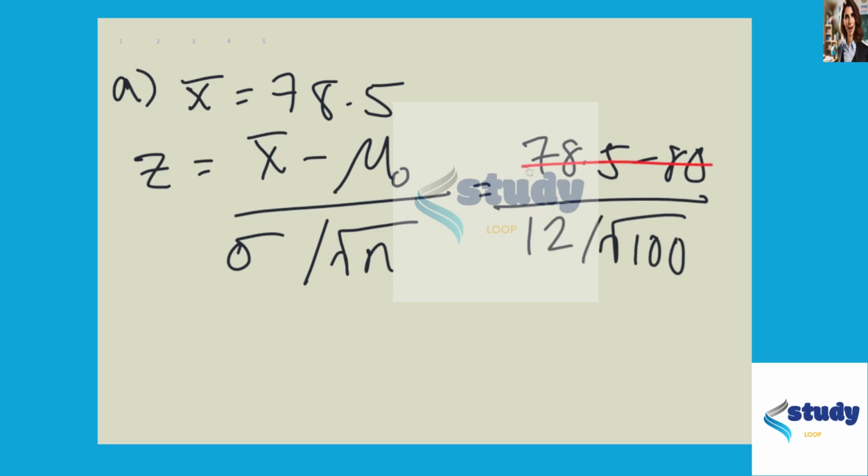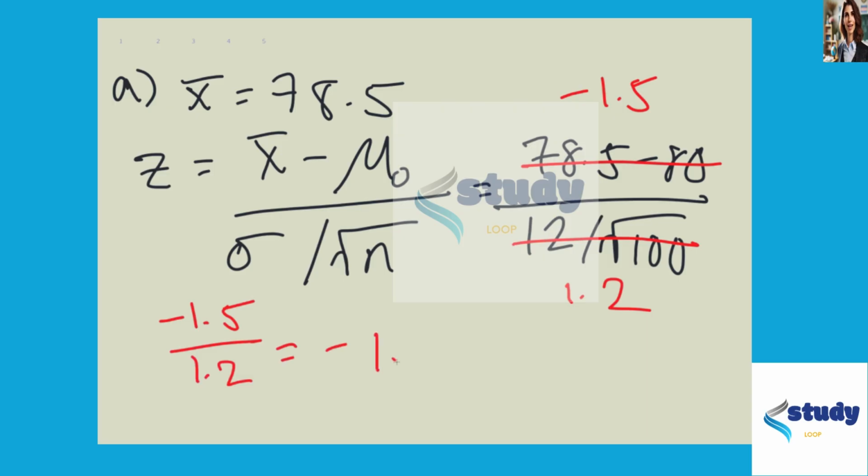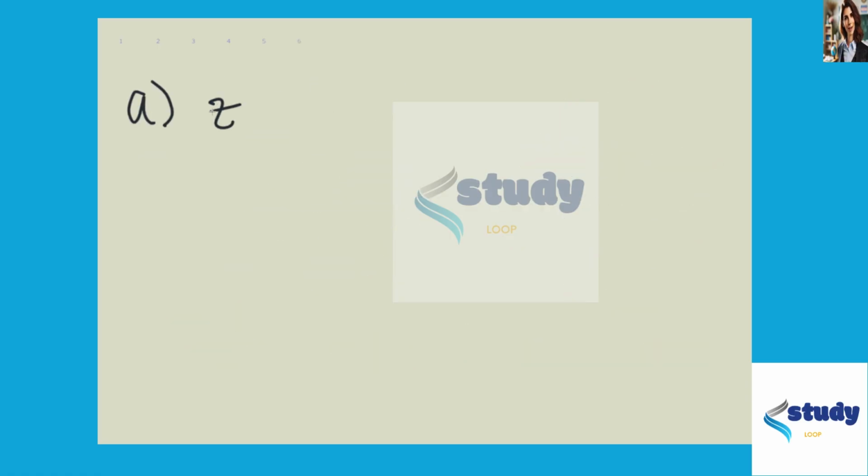78.5 minus 80 is negative 1.5. 12 divided by the square root of 100 is 1.2. And negative 1.5 over 1.2 is equal to negative 1.25. So we end up with a z-score of negative 1.25. Now, because our z-score is negative 1.25, we want to compute a probability value, a p-value, so that we can compare it to our alpha of 0.01.